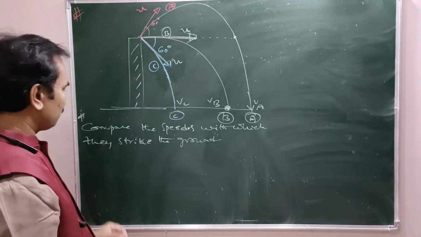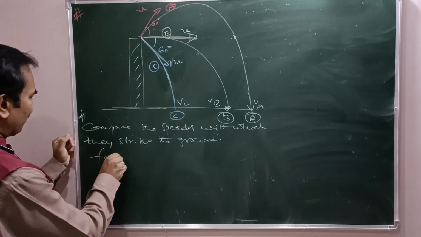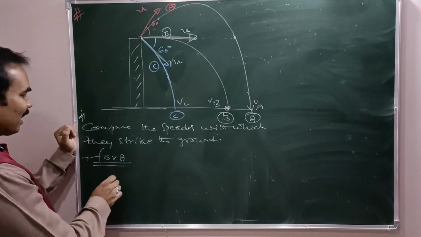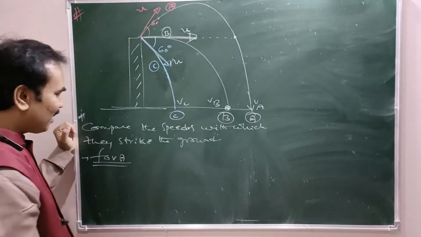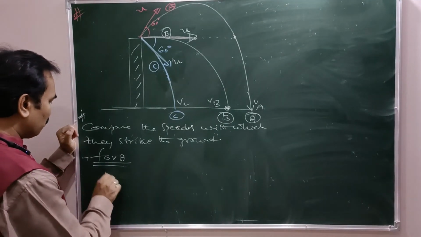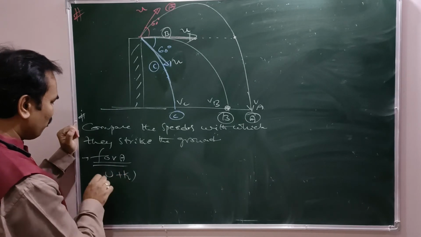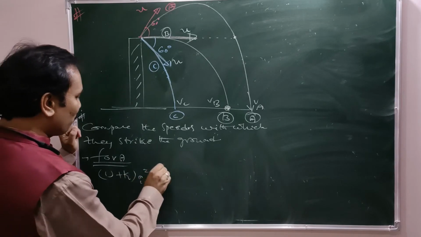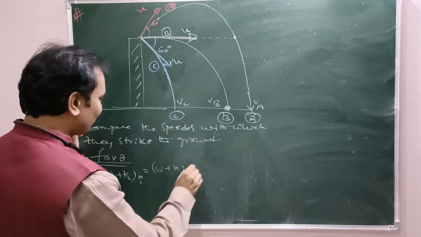for each projectile. So, for example, for A, total mechanical energy means the sum of potential energy and kinetic energy. That is U plus K. U means potential energy, K means kinetic energy. Initial U plus K equal to final U plus K.